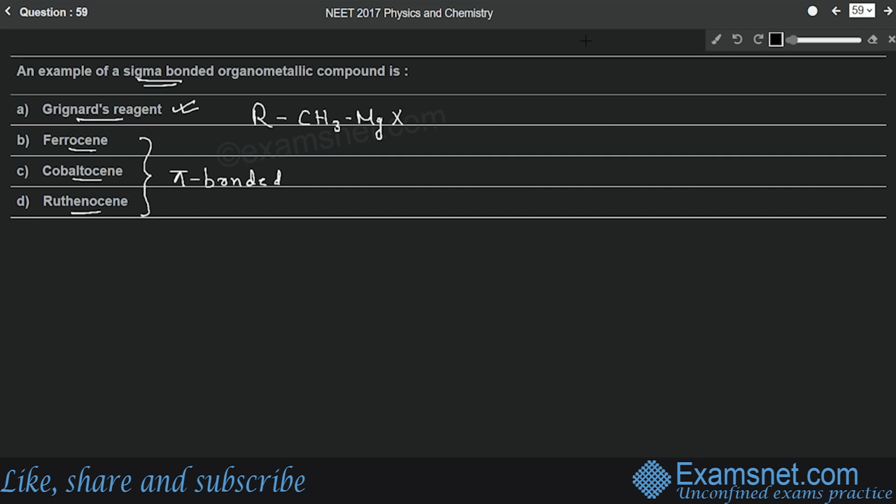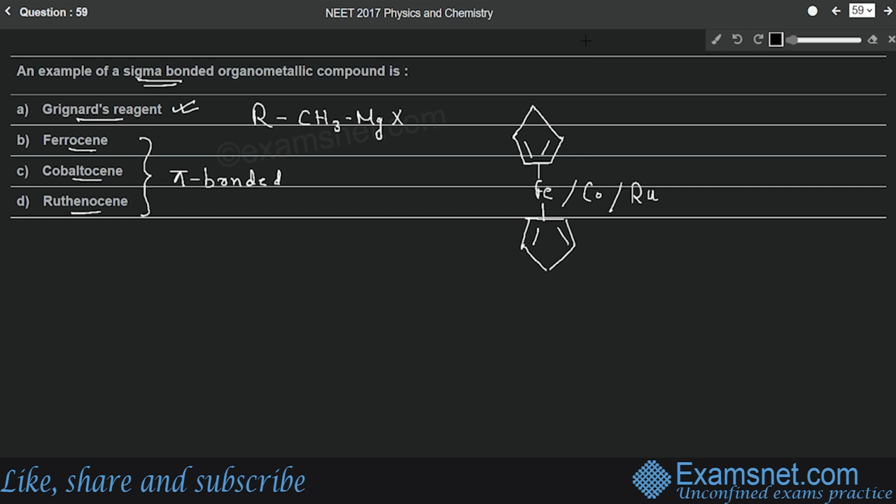Now if we talk about the other options, ferrocene. So what is the structure of ferrocene? Let's see. This is a pentagon, right? Then one more pentagon here, like this, and then there will be a ferrous between them. Okay, so this is ferrocene. Now cobaltocene will have the same structure, only in place of ferrous we'll have cobalt, and in case of ruthenocene we'll have ruthenium here, okay, in place of ferrous, and other things will be same.